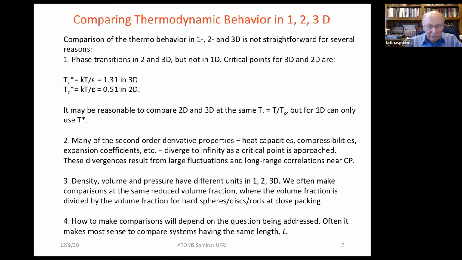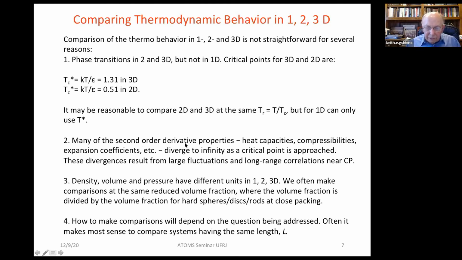The way that we have usually done this is not to look at rho star, that's rho times sigma cubed in 3D, or rho times sigma squared in 2D, but rather to look at rho, the density in the system of interest, divided by the close packed density. So if you think of a 3D system, the corresponding hard particle would be a hard sphere, and that has a well-defined close packed density. And in 2D, you have hard disks. In 1D, you have hard rods. So we're relating the density to the close packed density most of the time.